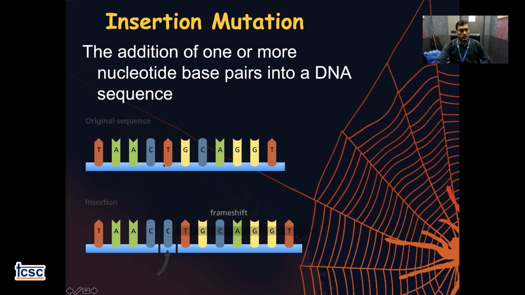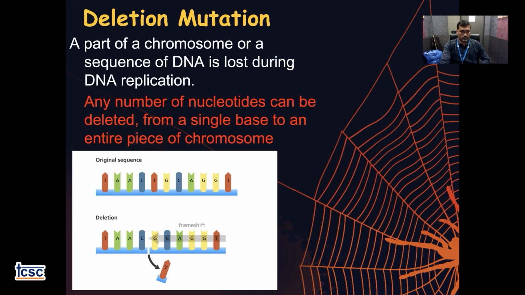Right? So if something extra is added to the normal sequence, you can say it is an insertion type of mutation. Deletion is the same as insertion, but instead of addition, some part gets deleted from the original sequence. Some part getting deleted from the original sequence is called a deletion type of mutation.